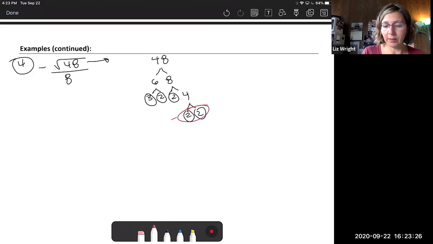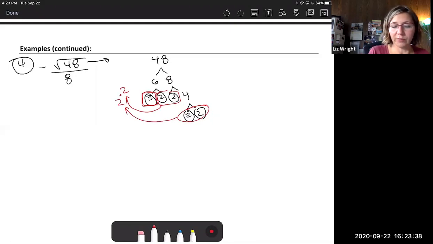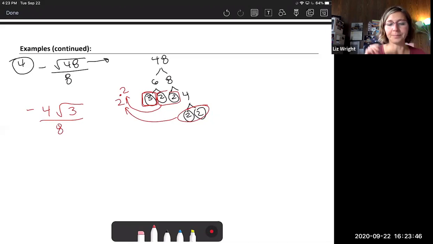I've got a pair here. One's going to come out to represent the pair. I've got another pair there. Another one's going to come out to represent the pair. The 3 is left behind. So on the outside, I'm going to have 2 times 2, which is 4. And underneath the radical, what's left? A 3. And then it's going to go all over 8.